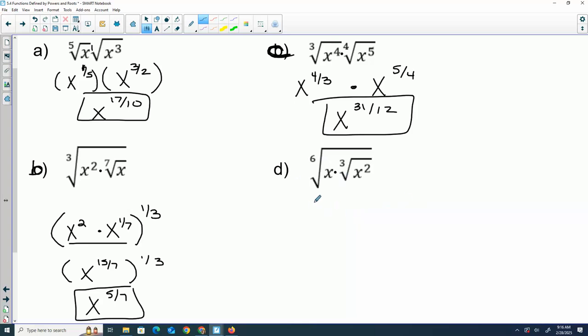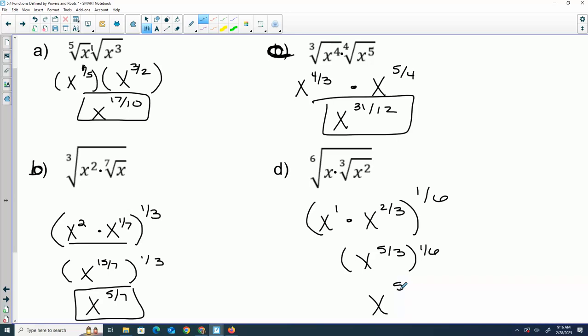That's the second one that we had more trouble with. How would I write a 6th root? And then inside we have x times the cube root of x squared, so that would be x to the 2/3. If there's no power written, what is it understood to be? 1. So 1 plus 2/3 gives me 5/3, to the 1/6. So then you multiply those exponents and you get 5/18. Questions on those?